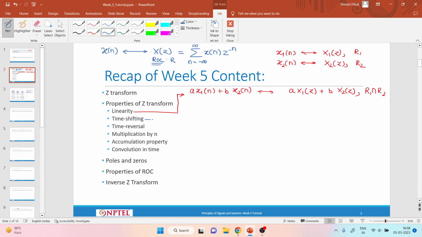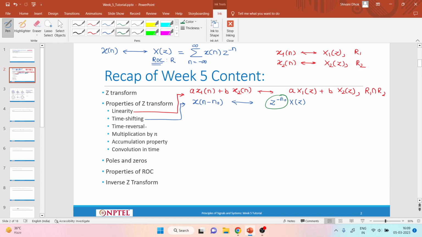Another thing that was discussed was this time shift property. That is, if x of n has a Z transform of x of z, then if I shift this x of n by a factor n naught, that is x of n minus n naught, then this will have a Z transform as z power minus n naught x of z. The region of convergence remains same, but there might be a possibility of addition of a 0 or a pole because of this additional factor that is coming here. So based on the sign of this n naught, we'll have either additional 0 or a pole.